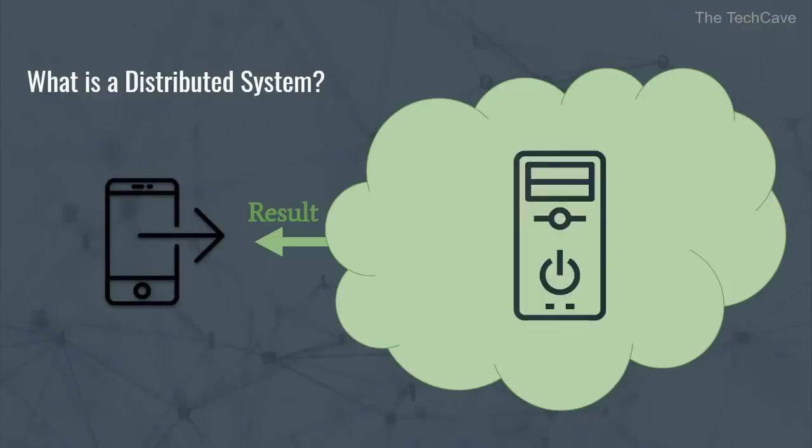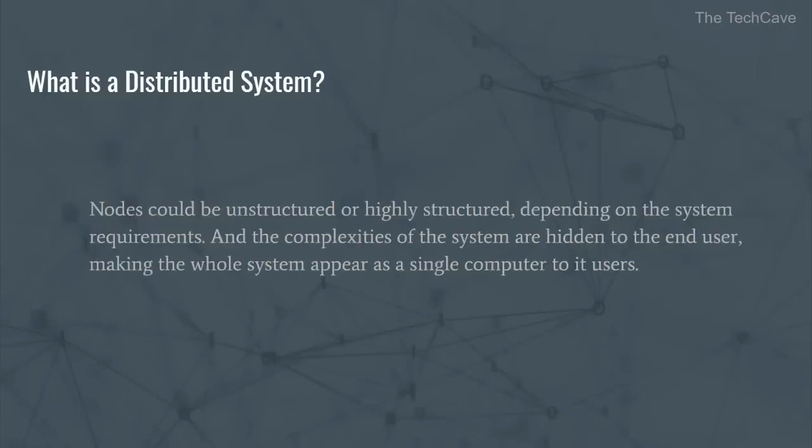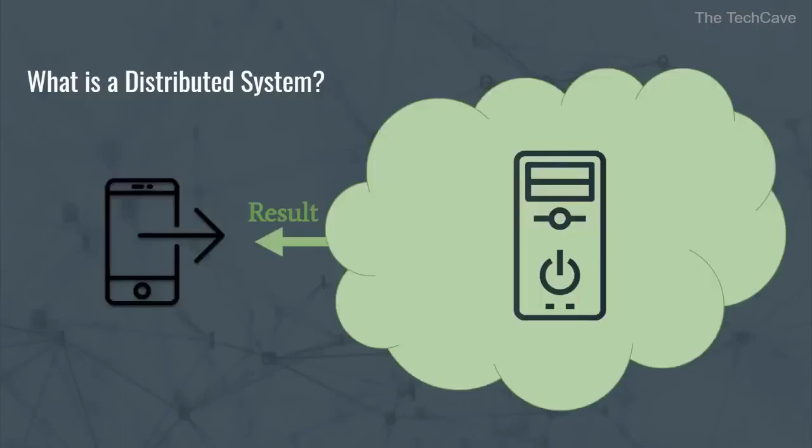Alright, let me repeat with the written words now. A distributed system is a collection of separate and independent software or hardware components called nodes that are networked and work together coherently by coordinating and communicating through message passing or events to fulfill one end goal. Nodes could be unstructured or highly structured depending on the system requirements, and the complexities of the system are hidden to the end user, making the whole system appear as a single computer to its users. So basically, it's just a bunch of independent computers that cooperate to solve a problem together. I know it sounds simple, but it's a hell of a world under the hood.